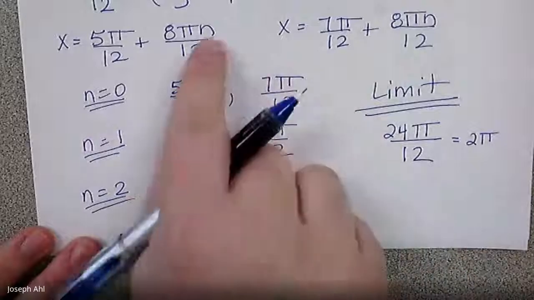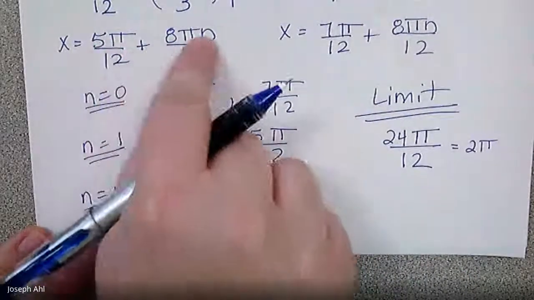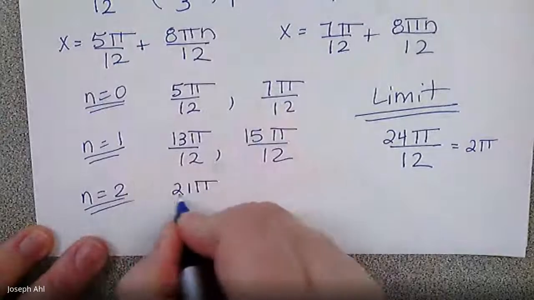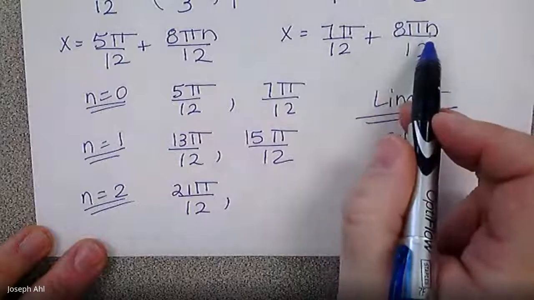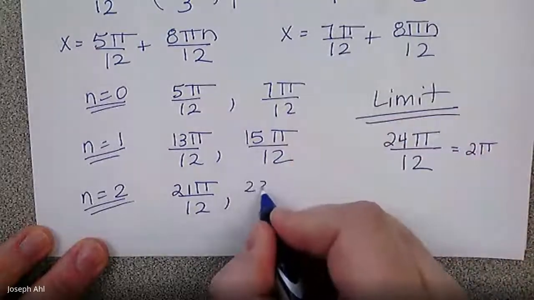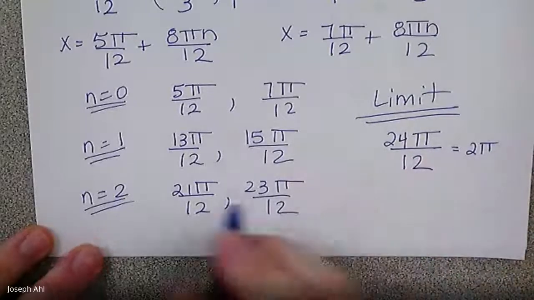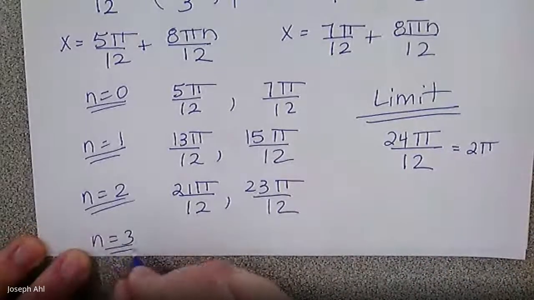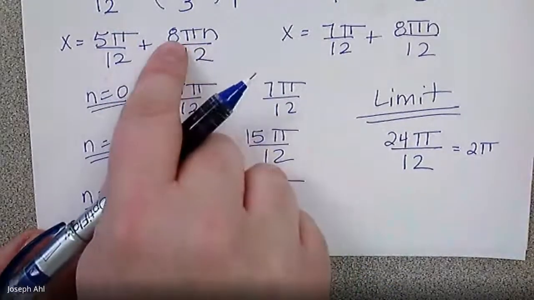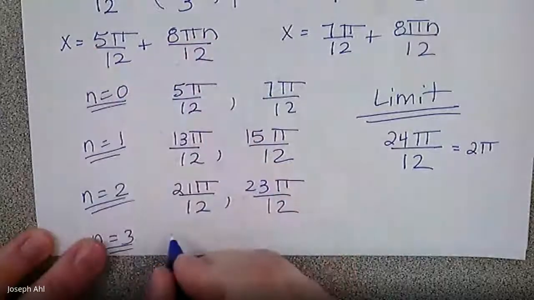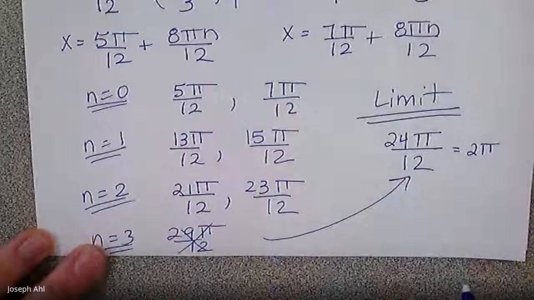What about n equals 2? If I plug in 2 for n, this becomes 16 pi. 5 pi plus 16 pi is 21 pi over 12. All right, keep going over here. If n equals 2, 8 times 2 is 16. 16 and 7 is 23 pi over 12. We're pretty close to the limit. Am I going to reach the limit if I get to n equals 3? I hope so. I'm running out of space. If I plug in 3, we get 8 times 3. 24 plus 5 is too big. 29 pi over 12. That exceeds this limit.